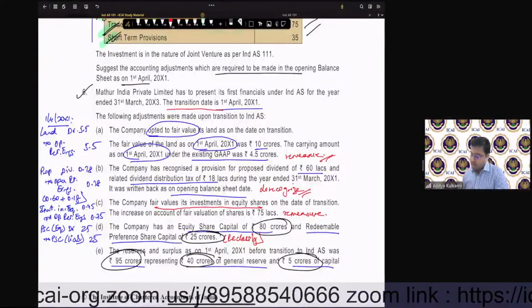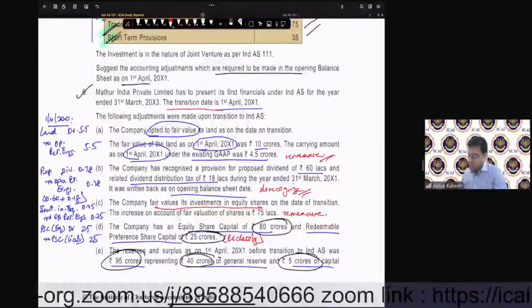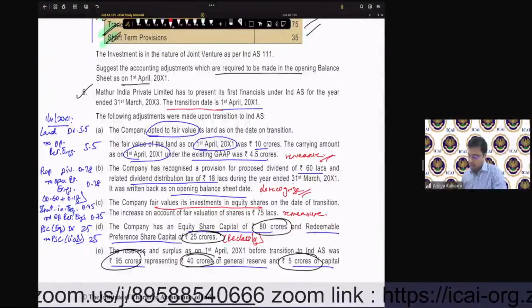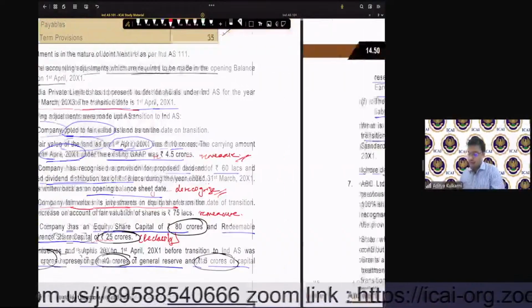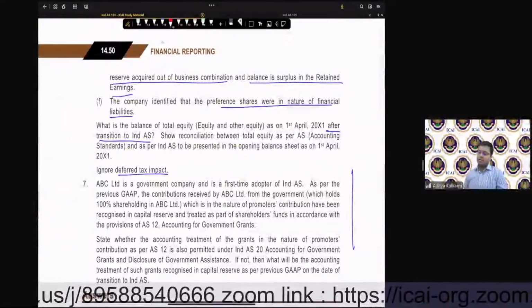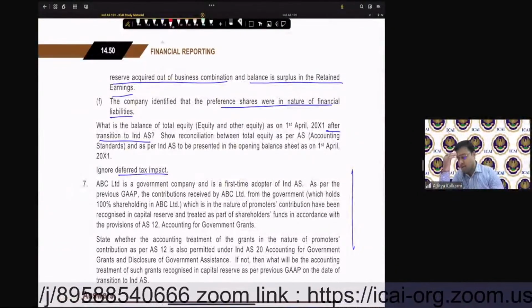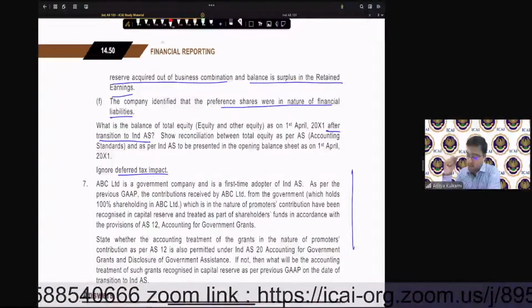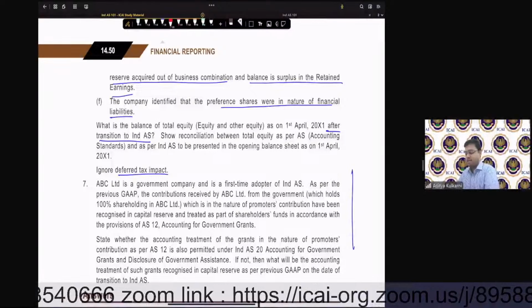Reserves and surplus as on 1st April X1 before transition to Ind AS was 95 crores, representing 40 crores of general reserve, and 5 crores of capital reserve acquired out of business combination. Balance is surplus in the retained earnings. The company identified that the preference shares were in nature of financial liabilities.